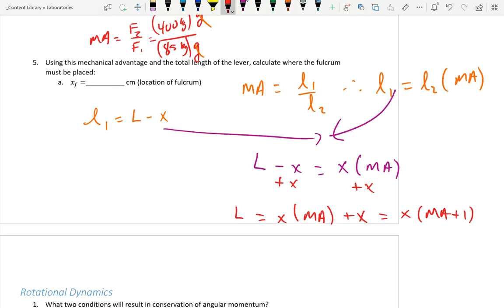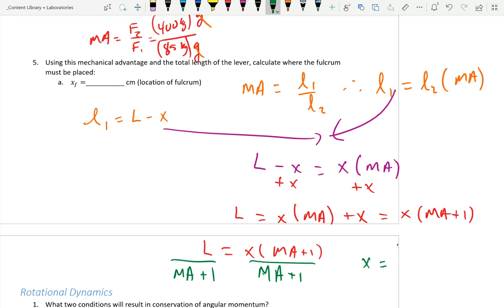So now with this relationship, I have L is equal to x times MA plus 1. So how do I get x by itself? Okay. Didn't want to assume, since I am not mocking you. That would not be appropriate.